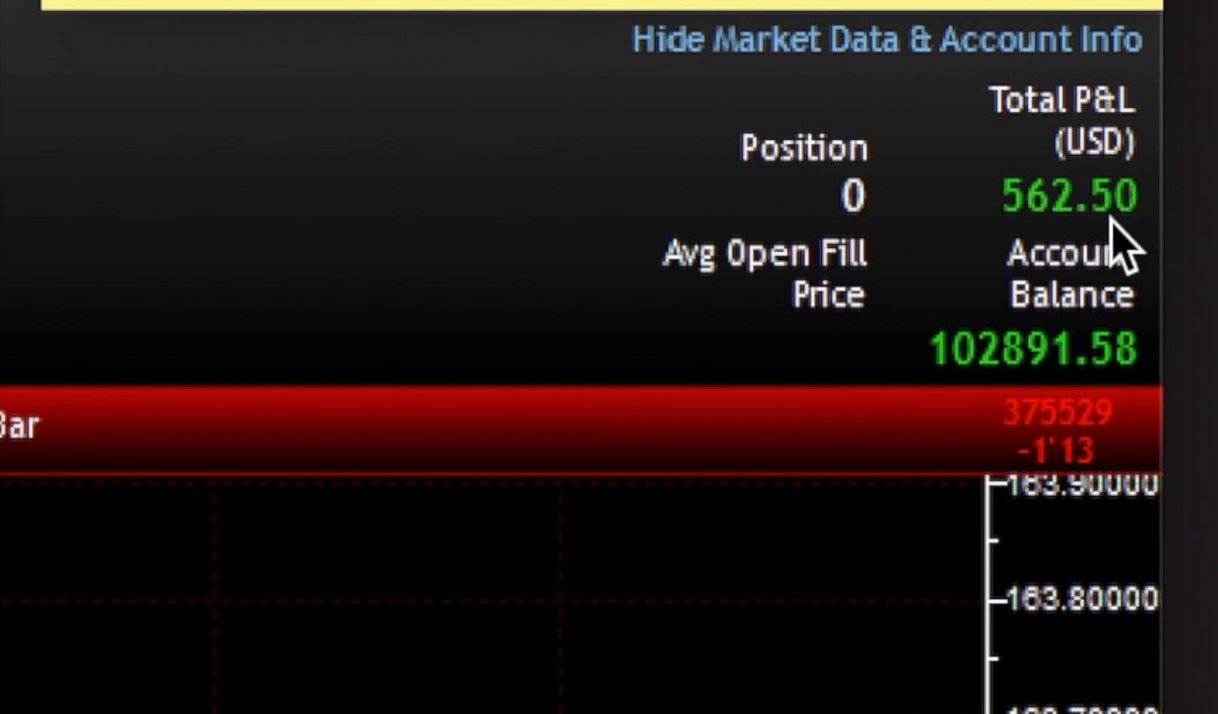Total profit for the day 562. Total where I'm at 2,891, so pretty close to 2,900. Goal is 6,000. We are in fantastic shape.